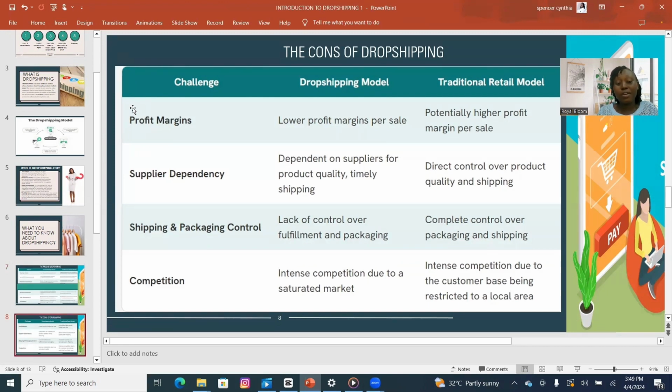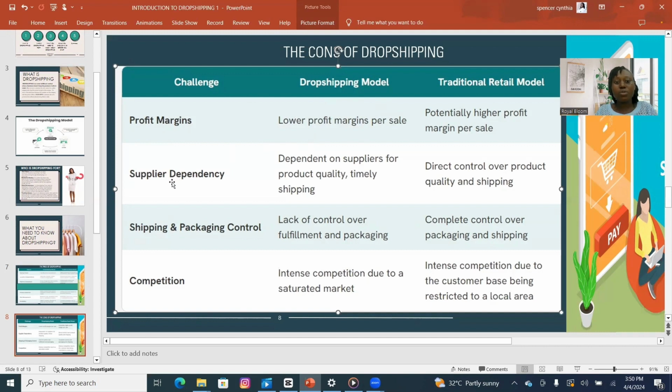So let's talk about the cons of dropshipping. One of the disadvantages is profit margin. As a dropshipper, your profit margin is quite low compared to the supplier. And we'll go to the last of our disadvantages, which is competition. Because of this high competition, the profit margin tends to be low. If you set a price above the normal market price, you might lose sales for that period. So you have to go with the market price, which will make your profits low, right?